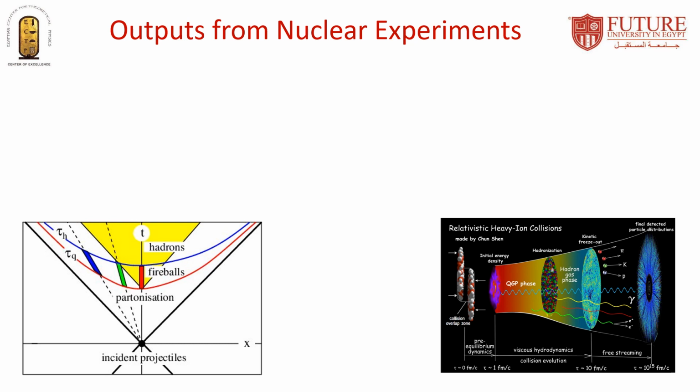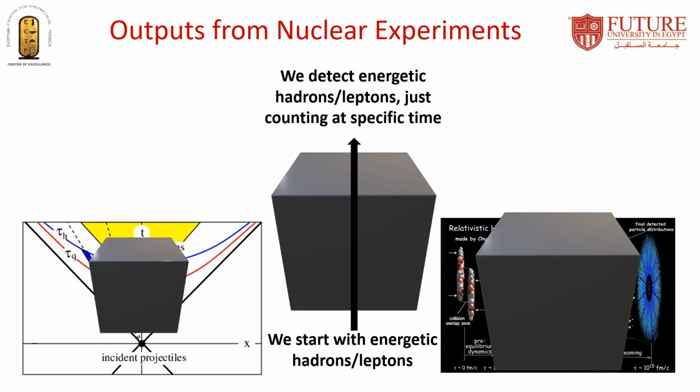What we have in the nuclear experiment is that we start with energetic projectiles. We start with energetic hadrons or leptons, depending on your collider. Then we make the collision, and the collision evolves in time. At some time we can switch on our detectors to measure the output. The outputs are again energetic hadrons and leptons. What's going on in between, we couldn't access with our experimental tools because of many limitations.